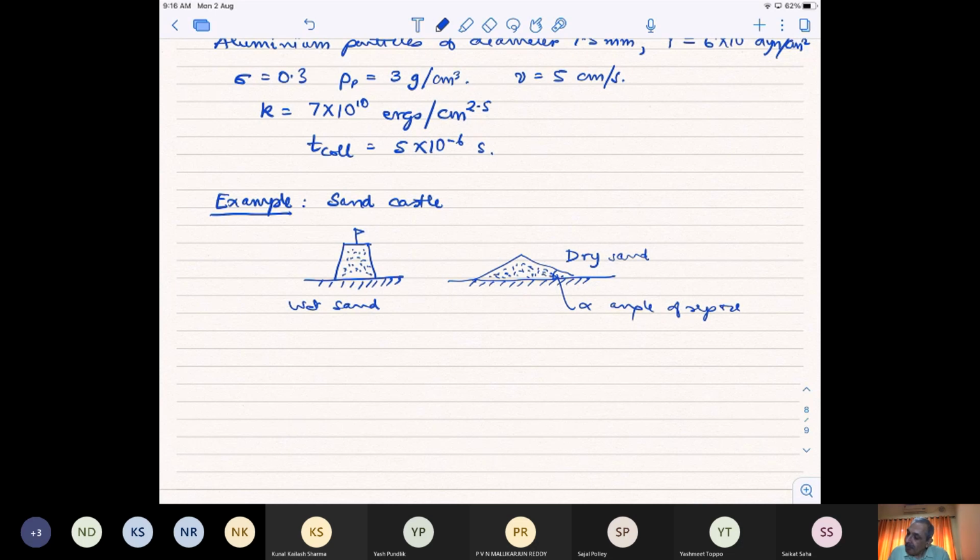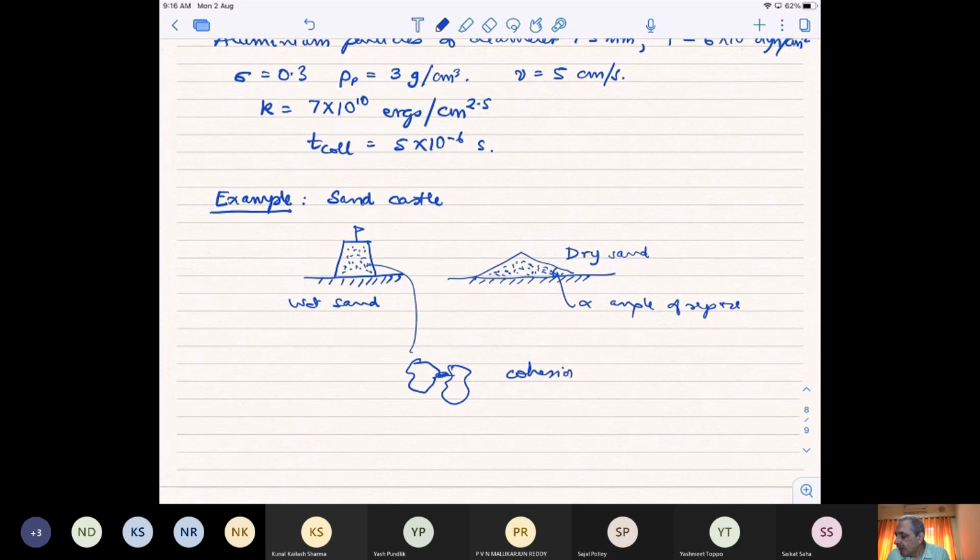But if you wet the sand, then what is happening is the sand grains have water in between, and that is holding them together. So the particles cannot just move apart, and then you can actually make a structure using this. And so this is an example of cohesion due to liquid bridges. And it's really the surface tension that's holding the particles together.